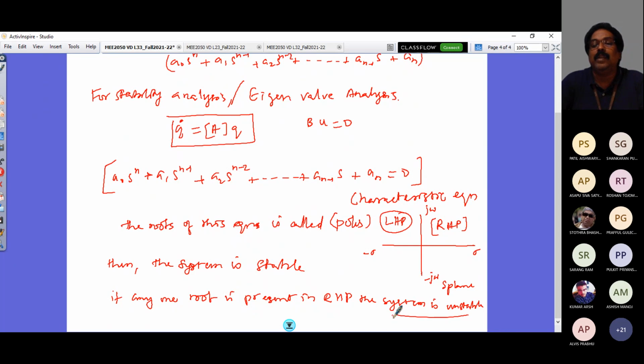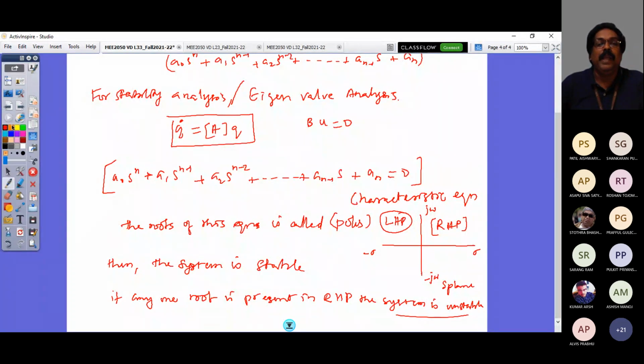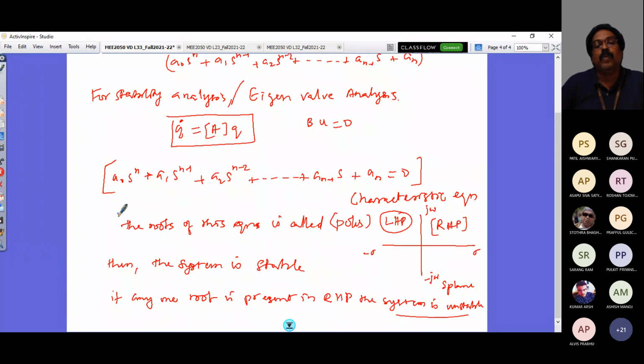So if I have to investigate whether the system is stable or unstable, I have to find the roots of this equation. Finding these roots for nth order is not a simple task. We know that the roots can be obtained by factorizing this nth order polynomial into linear and quadratic factors. So I can have s plus a as a linear factor and s squared plus bs plus c as a quadratic factor. The linear factor s plus a gives s equal to minus a, which would be on the left half plane. If I have s squared plus bs plus c, since b and c are positive, I'll have complex conjugate roots.